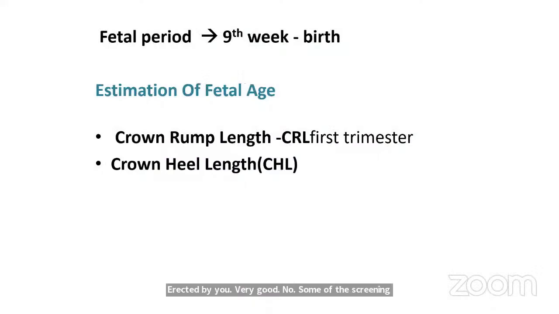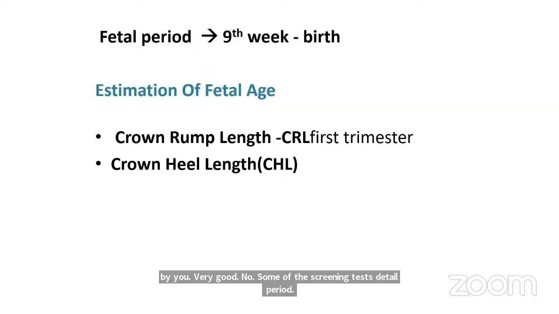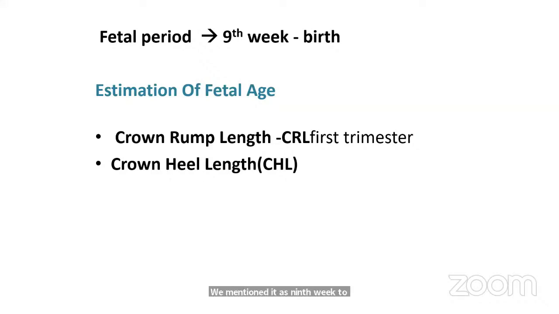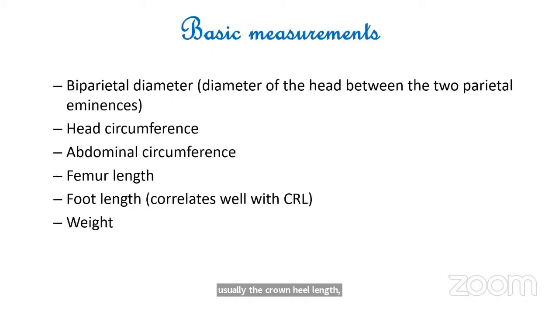Now some of the screening tests. Fetal period, we mentioned it as 9th week to birth. So estimation of fetal age is done by two important measurements: crown rump length. That is usually in the first trimester, up to 14 to 16th week, you will take the crown rump length, and after that, it is usually the crown heel length. Crown rump length is usually mentioned in millimeters, and crown heel length is usually mentioned in centimeters. Other measurements which will help you to say the ages: biparietal diameter, head circumference, abdominal circumference, femur length, foot length, weight, etc.